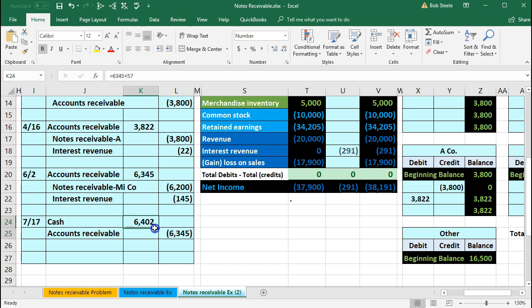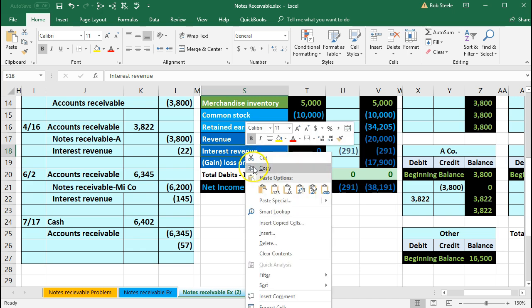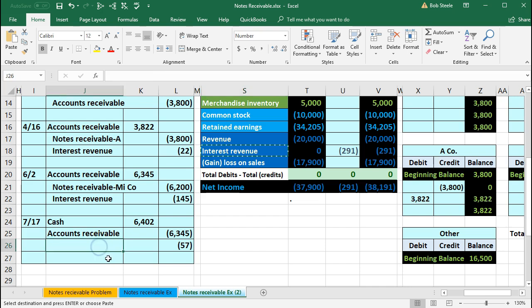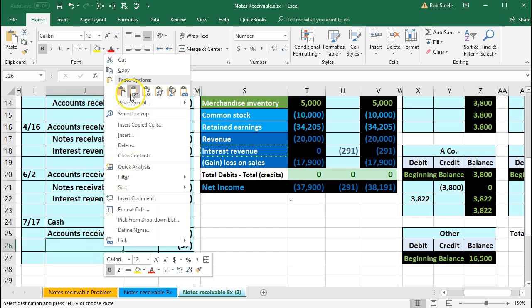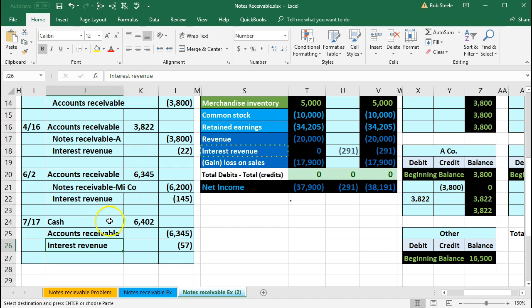Difference 6,402 minus the 6,345 is that $57. So I'm going to use the negative sum plug function, negative sum of these cells giving credit 57, that then being interest revenue. Interest revenue has a credit balance. We're going to make it go up doing the same thing to it. Another credit. Right click and copy. Put that in J26. Right click and paste. 1, 2, 3. Going to indent these two, highlighting these two. Home tab, alignment, increase indenting.